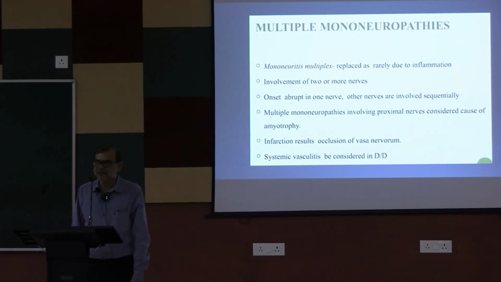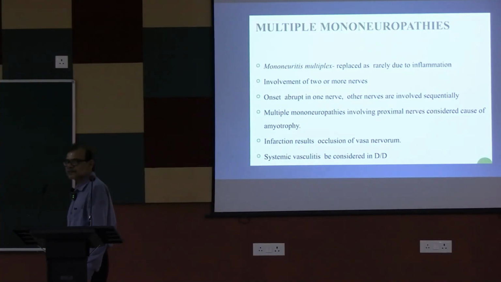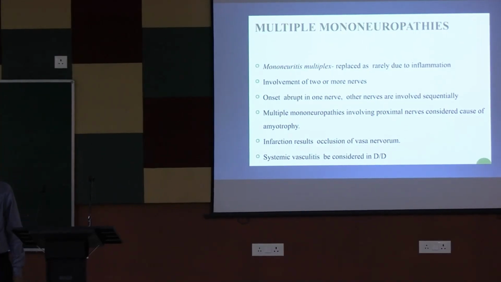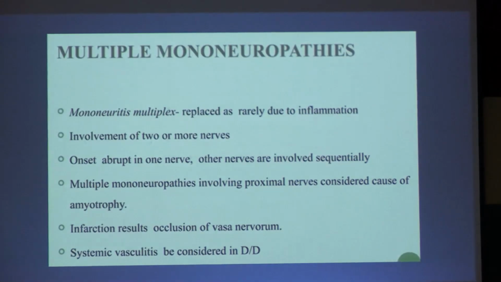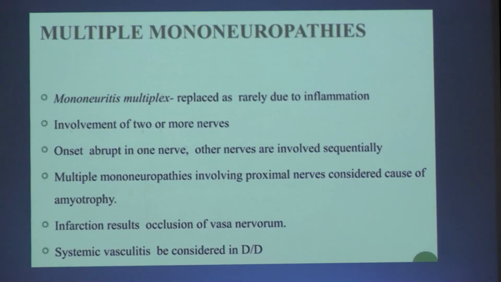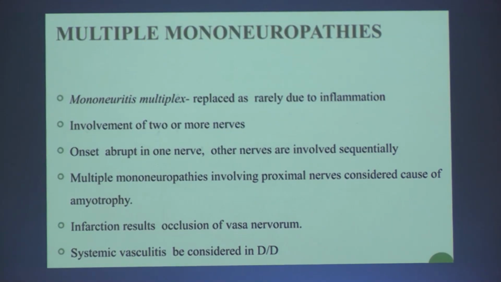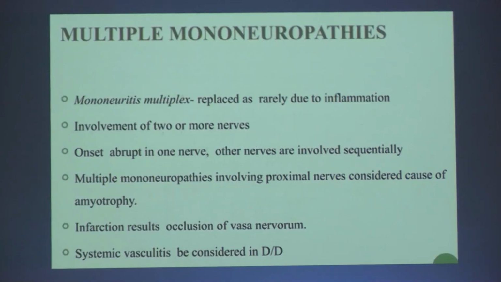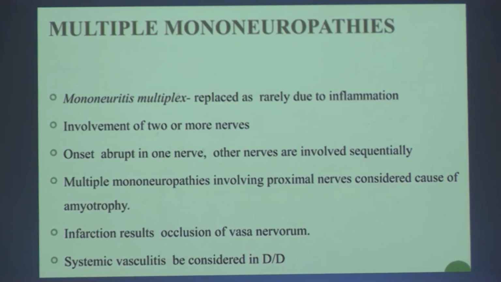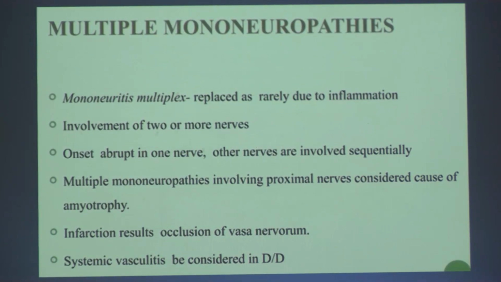Mononeuritis multiplex, involvement of two or more nerves indicates mononeuritis multiplex that may occur at the level of the cranial nerves, at the level of the peripheral nerves, and may be associated with other disorders like systemic vasculitis or autoimmune diseases like systemic lupus erythematosus or other collagen vascular diseases.